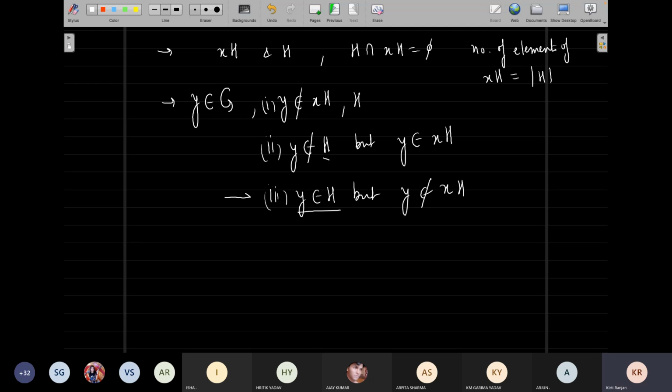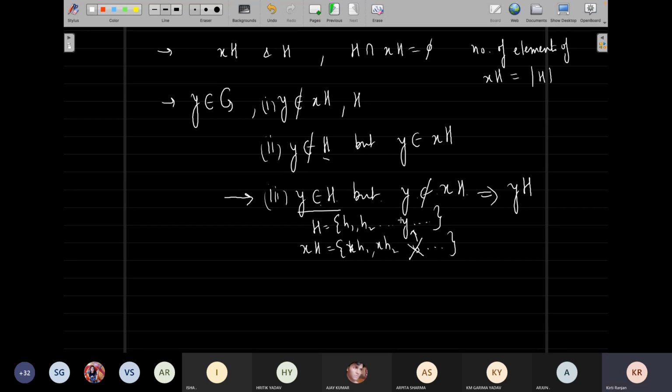So let's look at the third possibility first: Y belonging to H, but Y does not belong to XH. If I make a coset YH, what will this be? Think about it again. In this one, H1, H2, and so on, and there exists one element Y. And surely this element Y, of course, cannot be there in XH. That we have already proved.